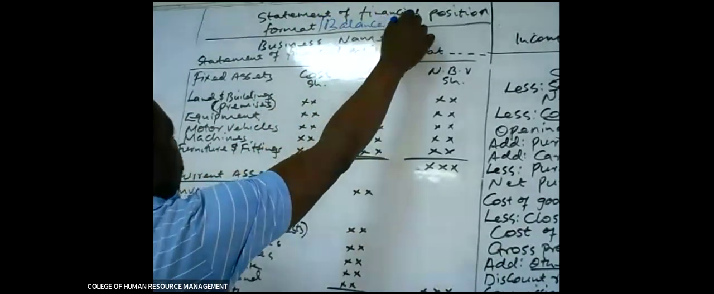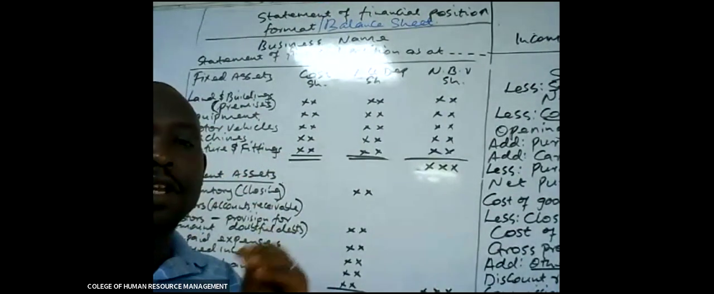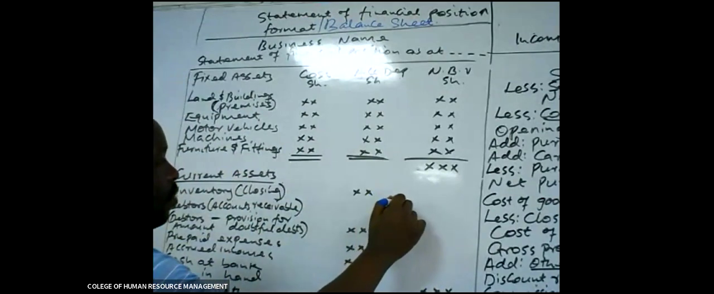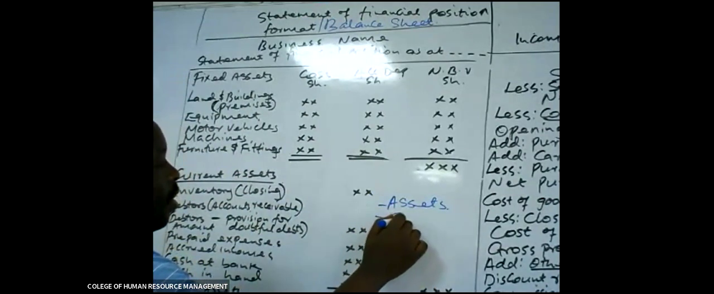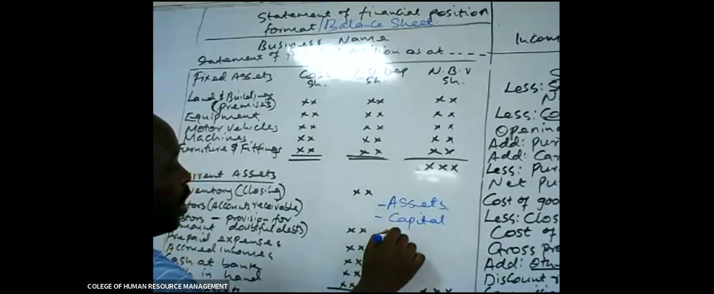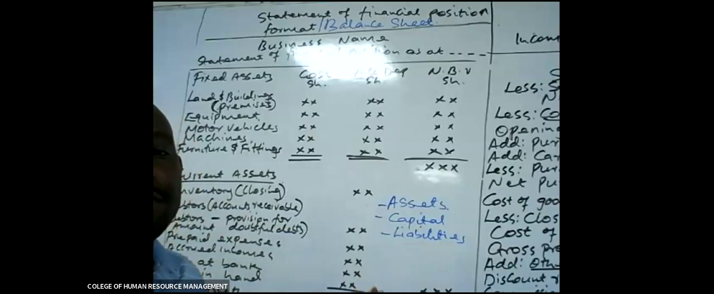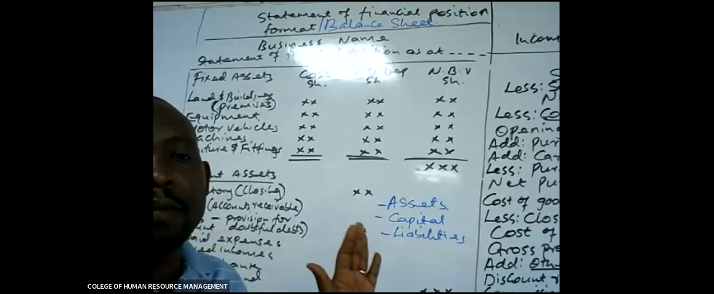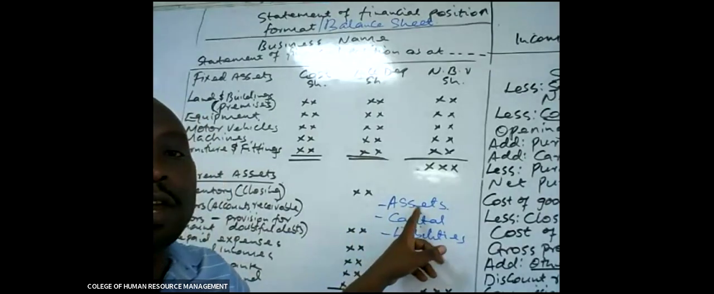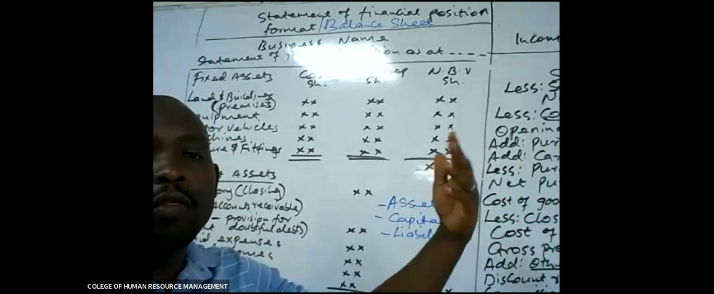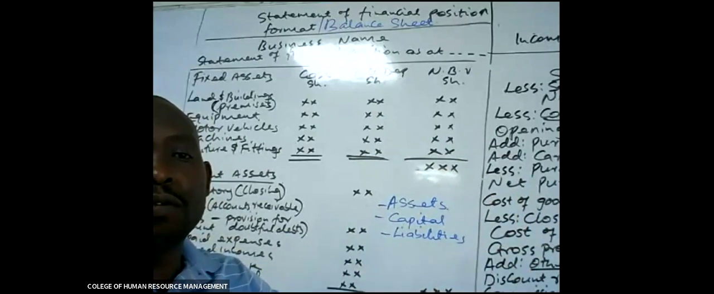So the next statement is what we call the statement of financial position. This is what we used to call the balance sheet. In this statement, we only deal with 3 items. We only deal with the items called assets, capital, and liabilities. Those are the only items that we capture here. Assets, capital, and liabilities. When it comes to assets, we know those assets we call fixed assets, those that are going to be in the business for a long period of time.